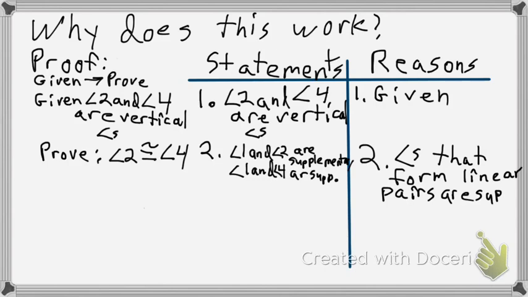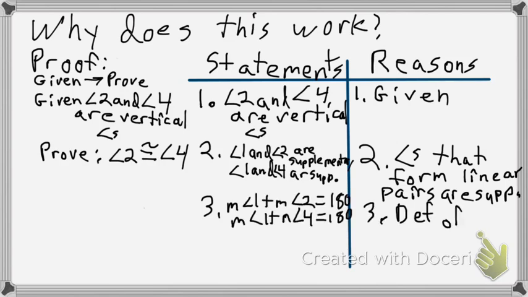Well, what does that mean? What does supplementary mean? Well, supplementary means that they add up to 180 degrees. So we're going to say that because we know they're supplementary, we know that the measure of 1 plus the measure of 2 equals 180. And the measure of 1 plus the measure of 4 equals 180. And the reason for that, why we know that, is that's the definition of supplementary angles.